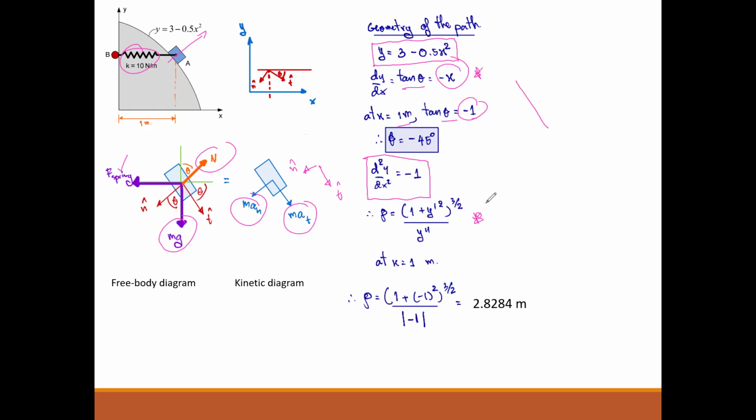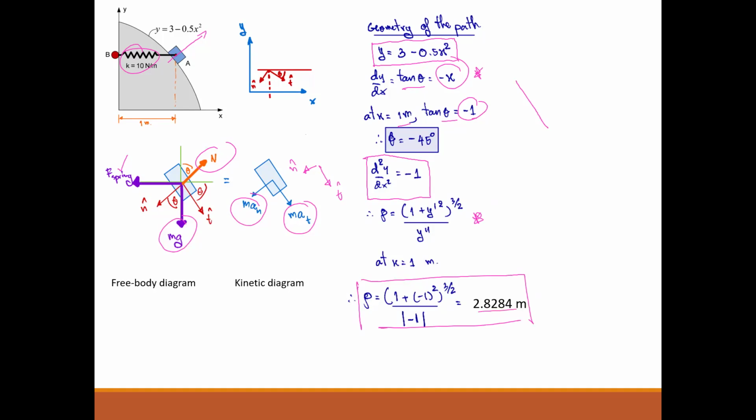As I gave you in the assignment before, I asked for the definition of the curvature. In my opinion, the definition of the curvature is a rate of change in slope. This curvature is a rate of change in slope, or rate of change in direction. So according to this, we can determine the radius of curvature over here.